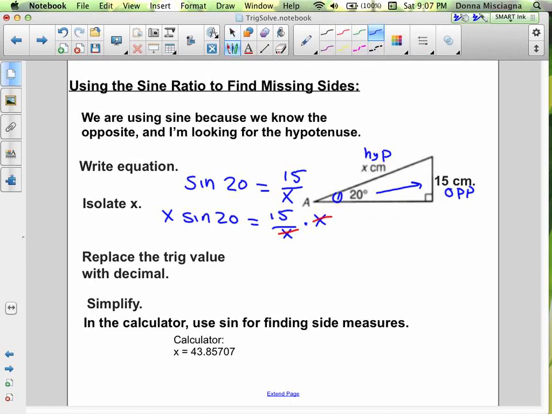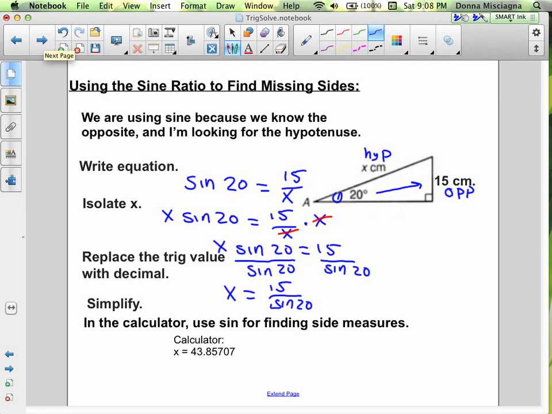So now we have x times sine 20 equals 15, but x isn't isolated, so we're going to have to divide by sine 20. So we have x equals 15 divided by sine 20. Let's find out what the ratio is, the value for a 20-degree angle. What's that ratio? In this case, it's the ratio as a decimal.